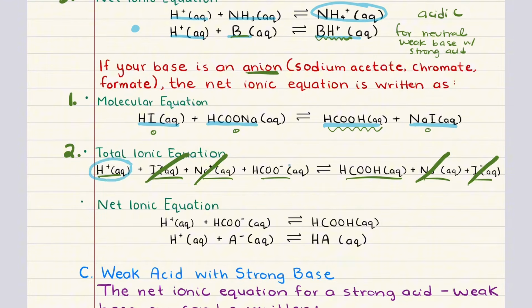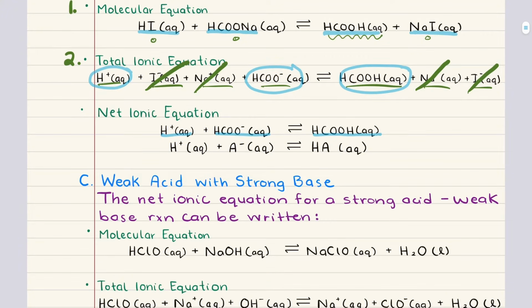The net ionic equation then becomes hydrogen ion plus the conjugate base produces the weak acid. So we can write this as H+ plus our conjugate base, A-, with a -1 charge, that produces the weak acid, HA. And the takeaway here is identical.